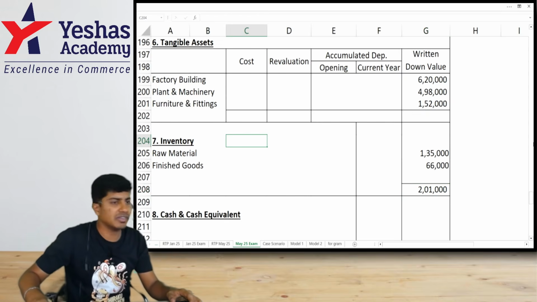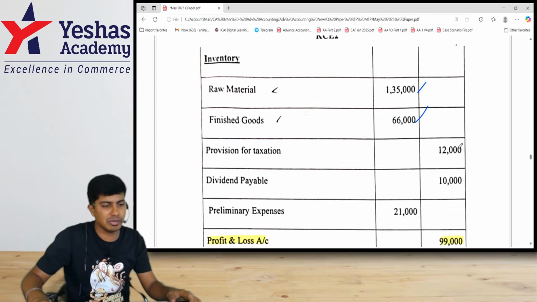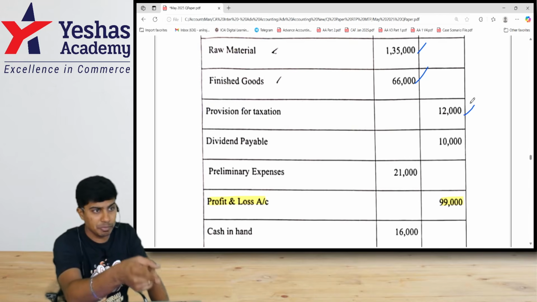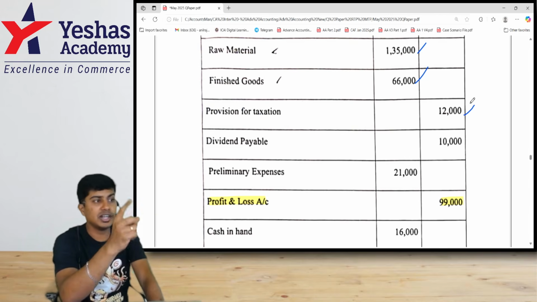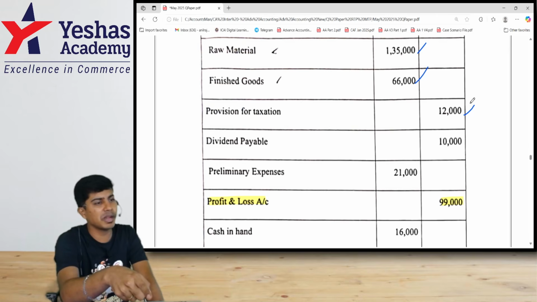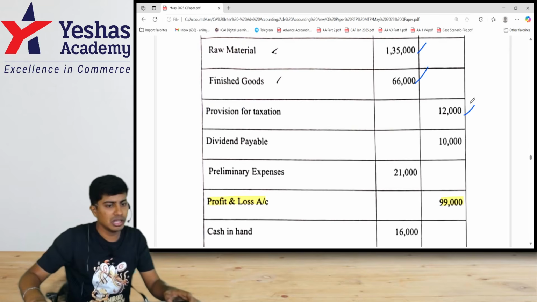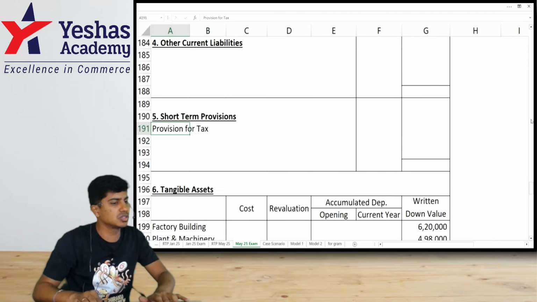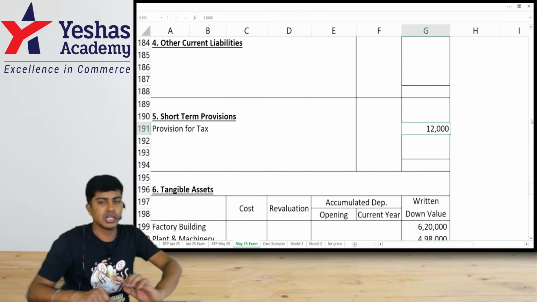Can I go to the next item in our trial balance, or something that looks like a trial balance? Provision for taxation 12,000. Provision for taxation is a provision. It's a liability. There are two provisions in our balance sheet liability side: short term, long term. This is supposed to be paid within 12 months from the end of the year. So what provision is this? Short term provision. I would write 12,000 rupees as short term provision. Under the short term provisions note, I'll write provision for tax 12,000.